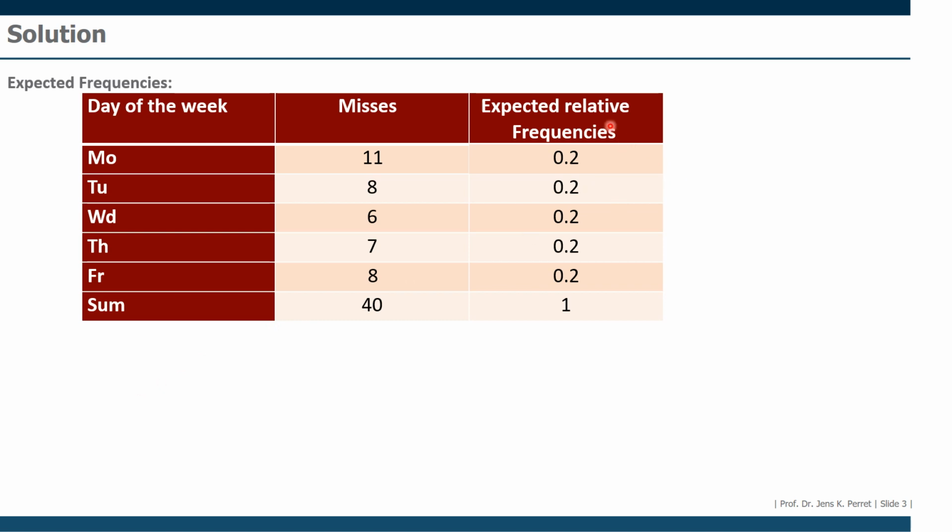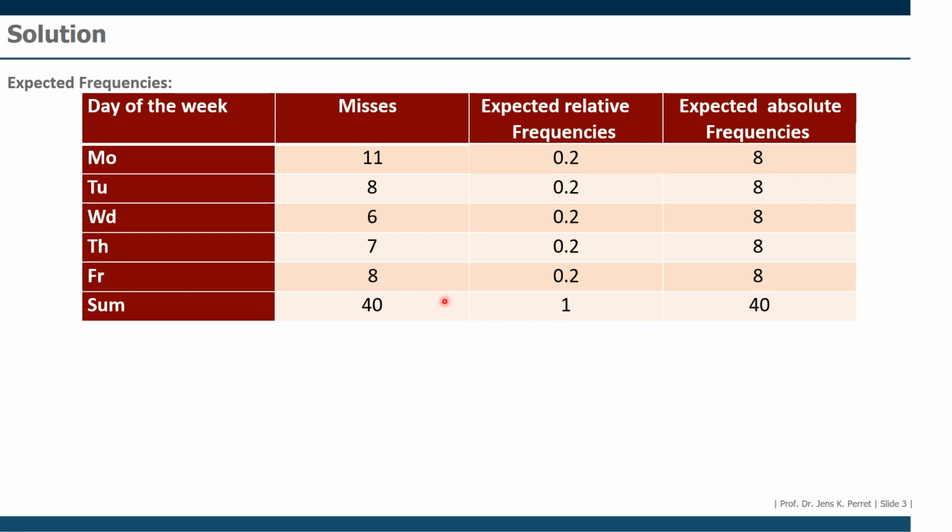That's what we know from our distribution. We know it should be uniformly distributed, meaning we have 5 days, so on each day there should on average be 20% of all misses. Well, they should add up to 1. So what we're going to do in the final part is multiply the overall sum of misses with the expected relative frequencies. Here it's always the same since we're talking about a uniform distribution. So we're going to multiply 40 with 0.2, giving us an expected amount of misses per day of 8.